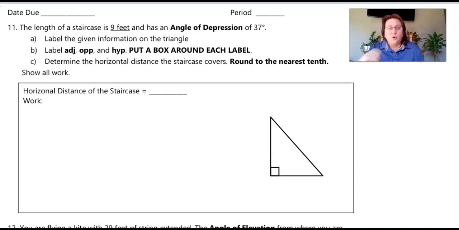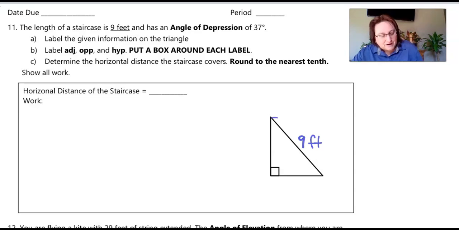Which side would be the staircase? Is it going to be the horizontal side, the vertical side, or the slanted side? Which side in real life would represent a staircase? Yeah, guys, a staircase is slanted, isn't it? A staircase is slanted. So, first and foremost, our staircase over here is 9 feet, and then it says it has an angle of depression of 37 degrees.